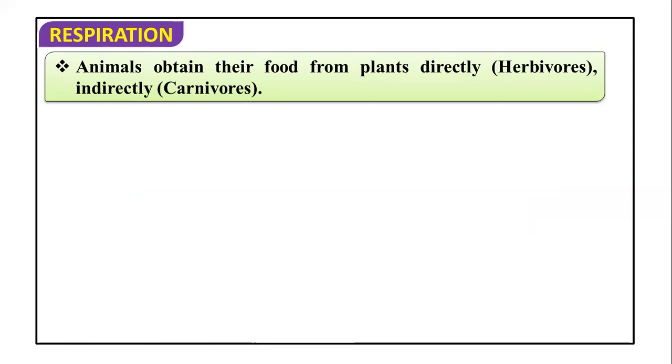Animals obtain their food from the plants directly, that is herbivores, means they are directly dependent on the plant. Or they can be insectivores or carnivores. They are dependent on the plants indirectly.